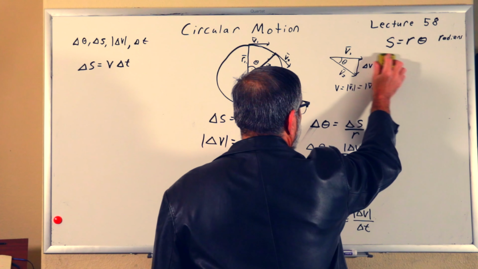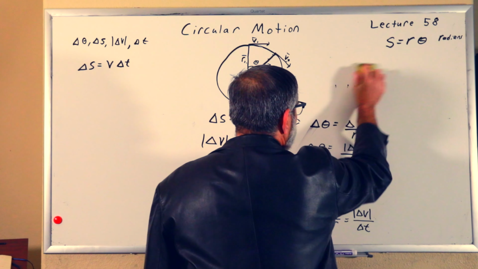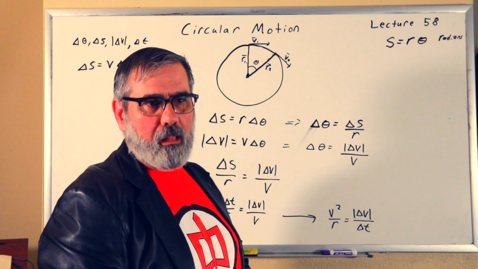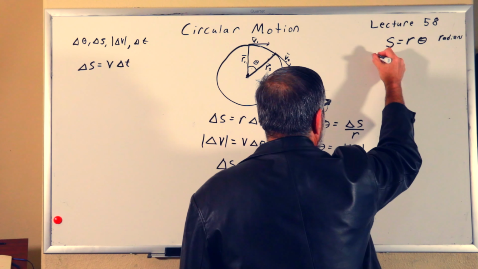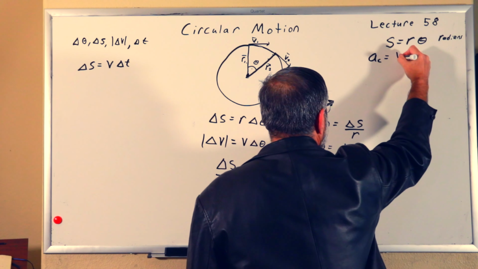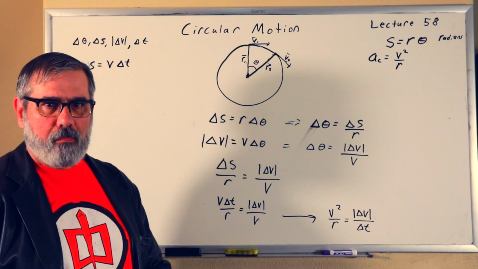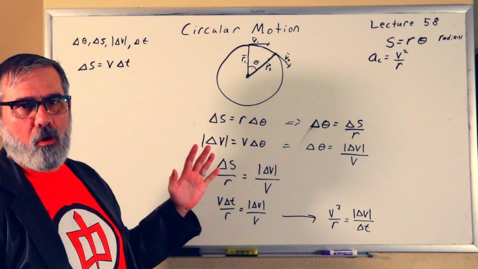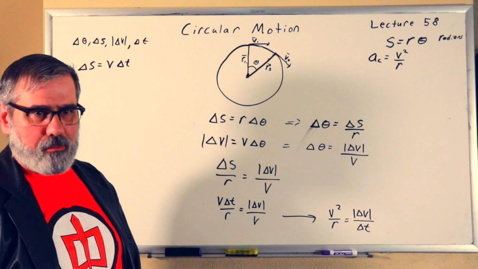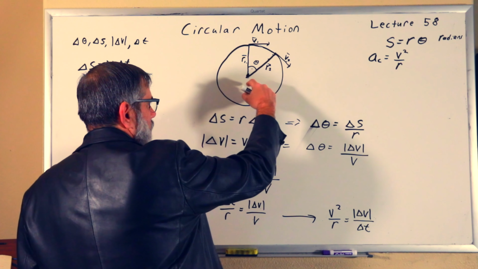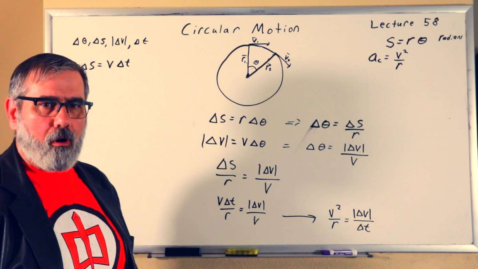I'm going to erase this now. We don't need this anymore. I'm going to put the result up here. We call this the centripetal acceleration. So I'll call it A sub c, and it is equal to v squared over r. Okay? So this is the main result from the lesson today, that the centripetal acceleration, that's the acceleration inward, is equal to v squared over r.